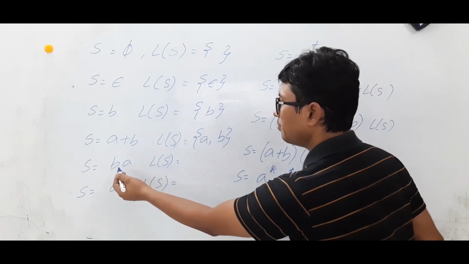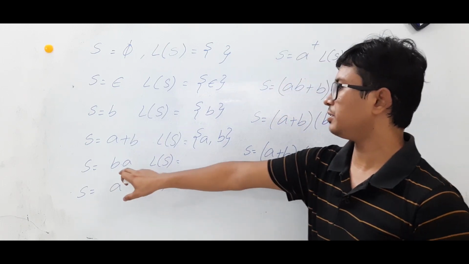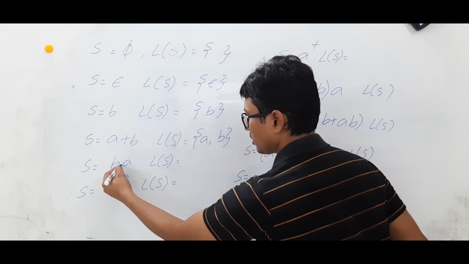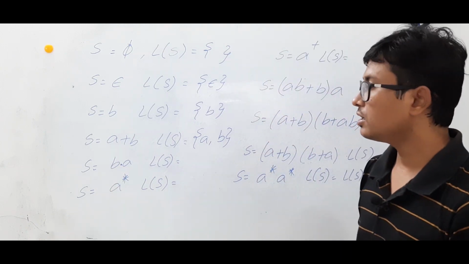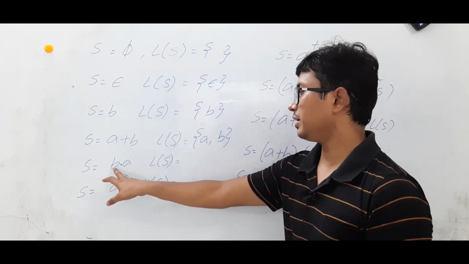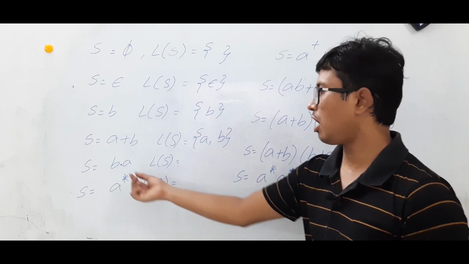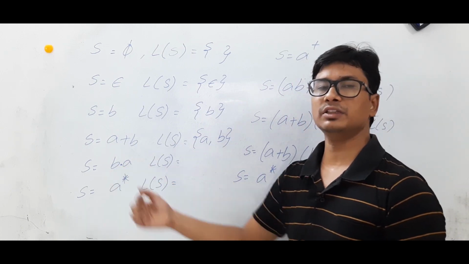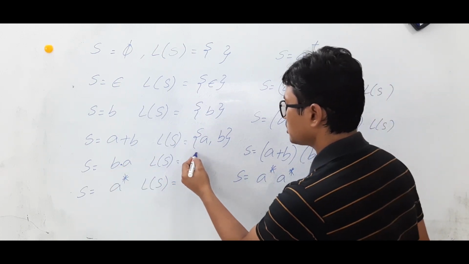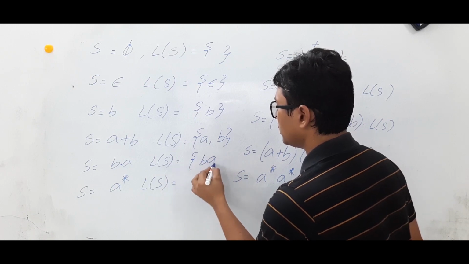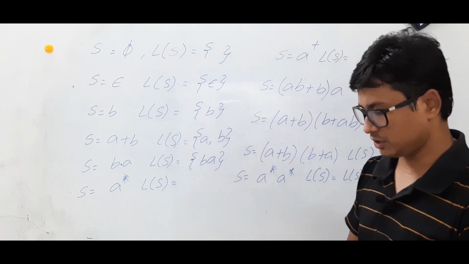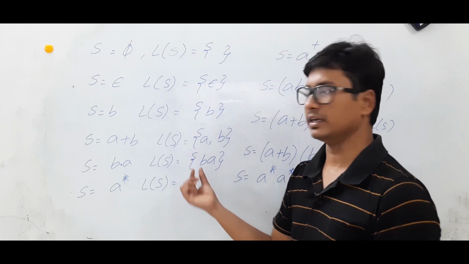If you have concatenation, this example is for concatenation. If you cannot recognize it, let me darken it. So you have the concatenation ba: alphabet b concatenated with alphabet a. Then what is the string you can find? It is ba. So it consists of only one string. Both you have to take combinedly.